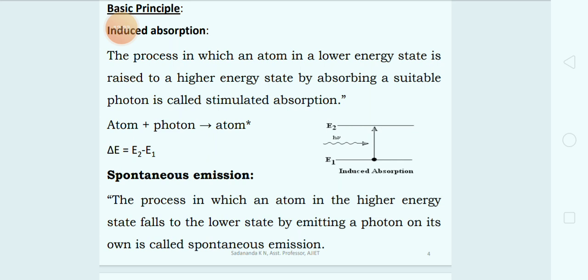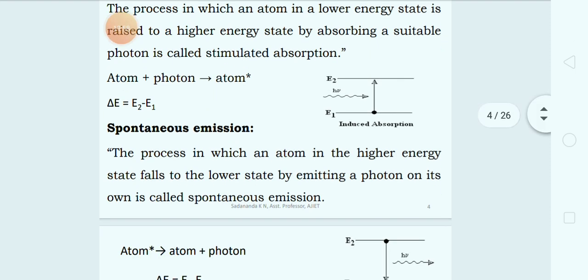Next, spontaneous emission. Spontaneous emission is the emission of a photon when a system transits from a higher energy state to a lower energy state without the aid of an external agency. So please remember, this is the process of emission wherein there is no role of an external agency. Without the aid of an external agency, the atom will undergo the downward transition from the higher energy state to the lower energy state.